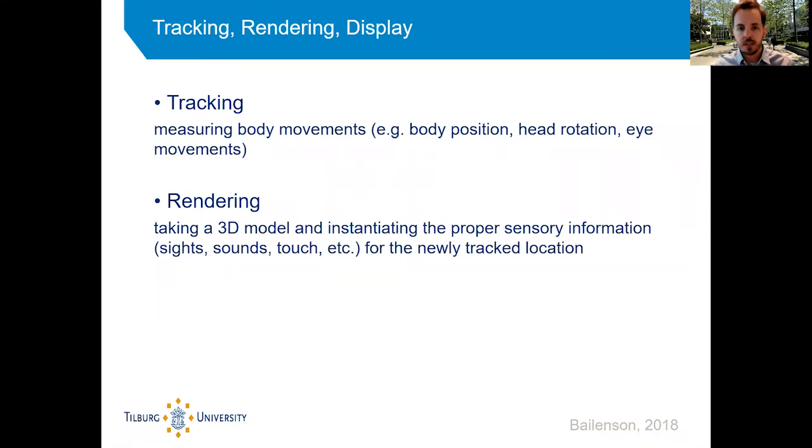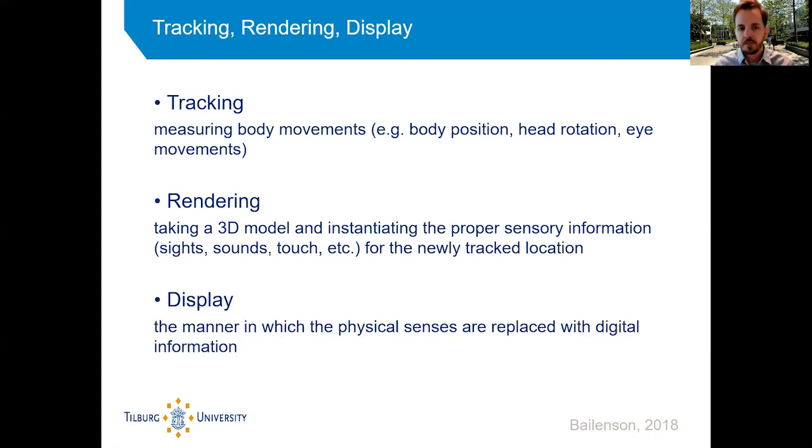This model does not necessarily have to be an avatar or an agent. It can also just be the 3D model of a virtual environment, and you instantiate the proper sensory information for the newly tracked location. So the idea is someone has a VR headset on their head, or they are in this cave environment. You track what they are doing, where they are looking, and you render online the virtual world according to the movements of the user, such that if your user looks up, they will see a ceiling. If they look down, they will see the ground, for instance. Tracking and rendering are very closely connected.